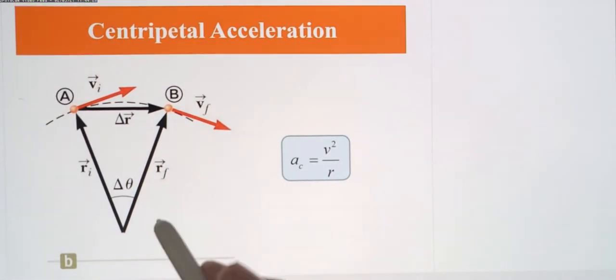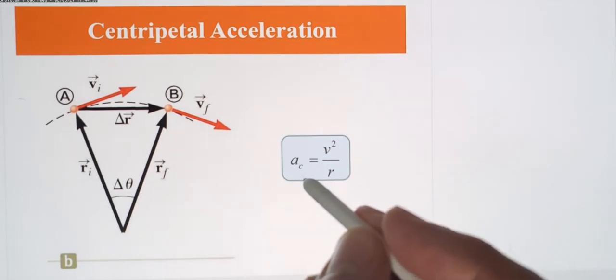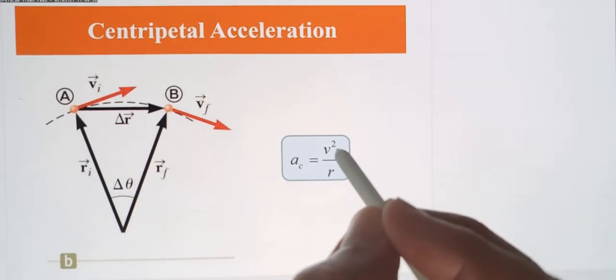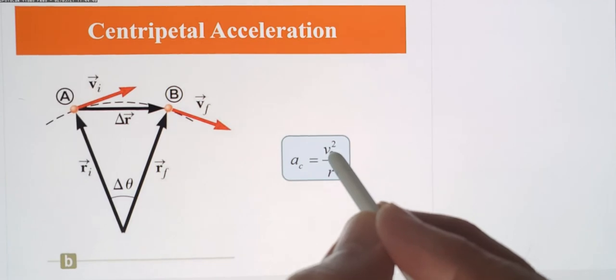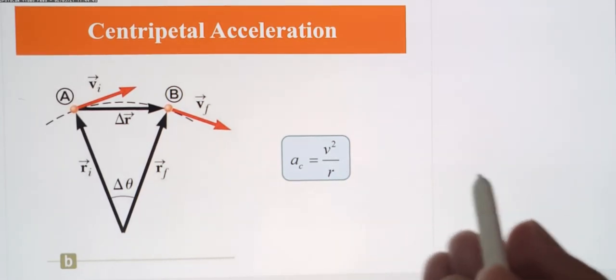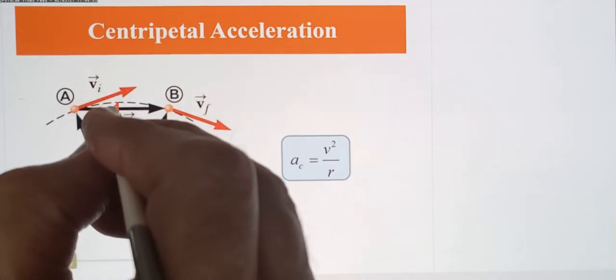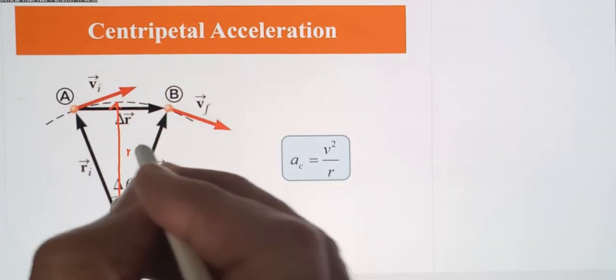So the acceleration as a vector has a magnitude and a direction. What's the magnitude of the centripetal acceleration? It is v squared, the magnitude of velocity squared, divided by r. So r is the distance from the center of the circle to the edge. R is the radius.